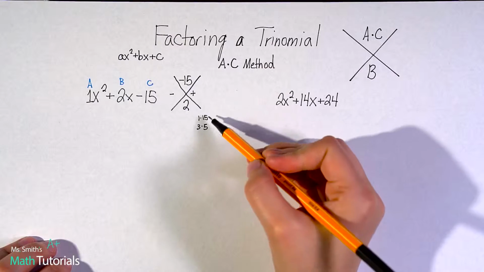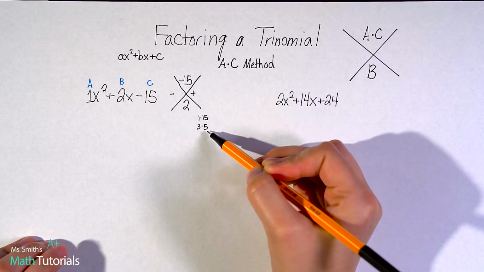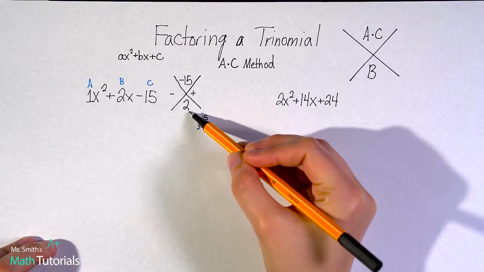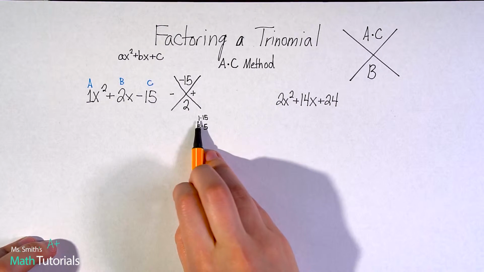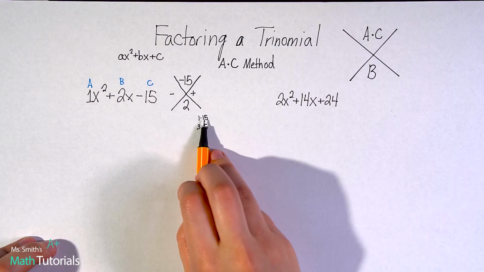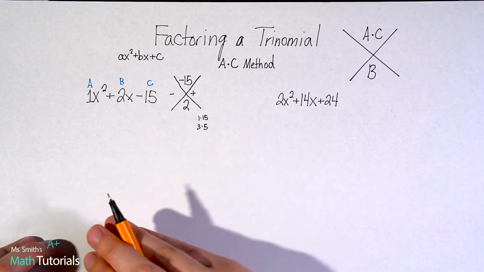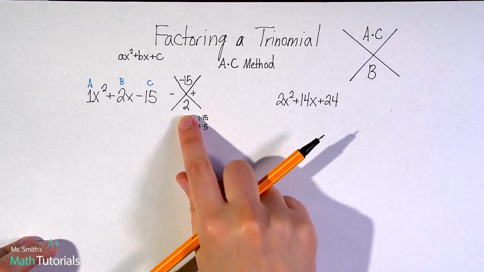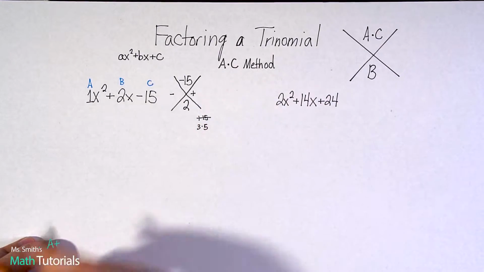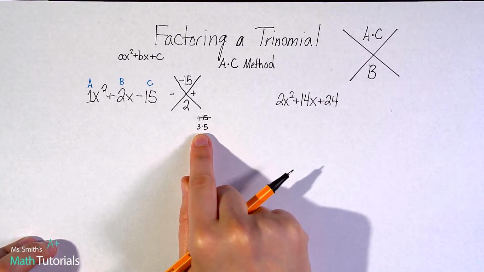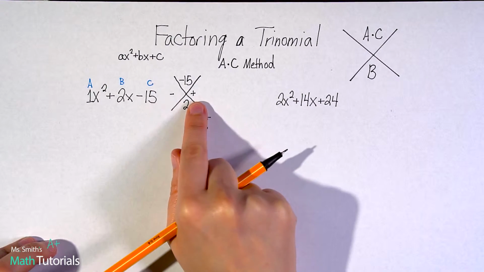Okay, so let's think. I've got 2 potential sets here. Which one of these would potentially add to give me 2? Well, I know there's no way I can do a -1 plus 15 or a -15 plus 1. No way I'm going to get 2 out of that. It's just not going to happen. Cross it out. Now, 3 and 5, I'm thinking, yeah, but which one is negative and which one is positive?